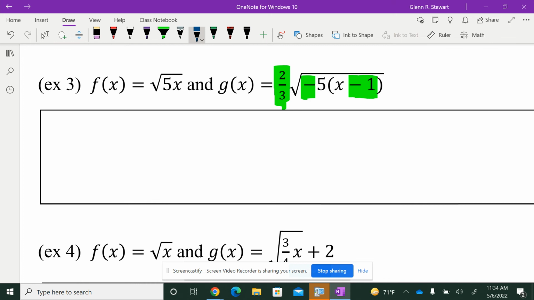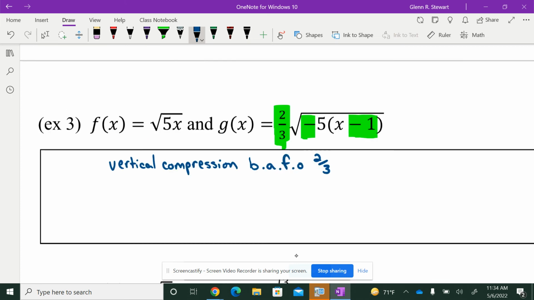Now when I'm doing this, because this first one is on the outside, this is what we call a vertical compression. It's a multiplication to the outside that is less than 1. It's by a factor of 2/3. By a factor of is BAFO. That's just my shorthand. Anytime you see that, that just means by factor of, and you can use that in your notes as well.